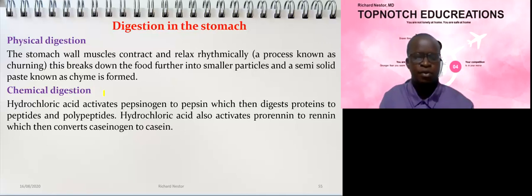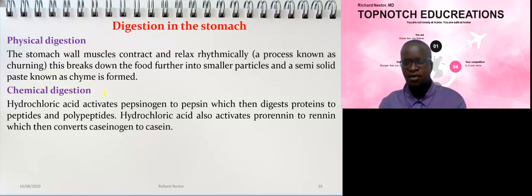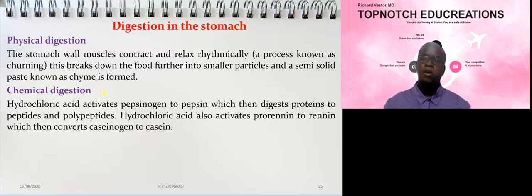The other way that also protects the glands from autodigestion, or the walls of the stomach from autodigestion, is the mucus barrier. The mucus that is being secreted by the goblet cells forms a protective barrier that ensures that the proteases do not come into contact with the walls of the stomach to bring about autodigestion. Autodigestion means self-digestion. We don't want to have a case where the body is digesting itself. We don't want that to happen. We want the body to digest the food that has been ingested, not to digest itself.